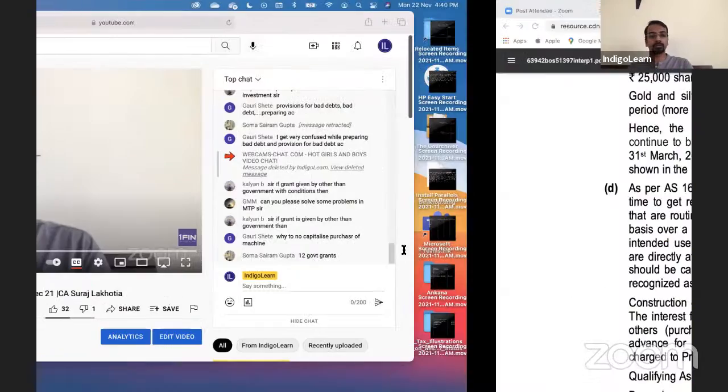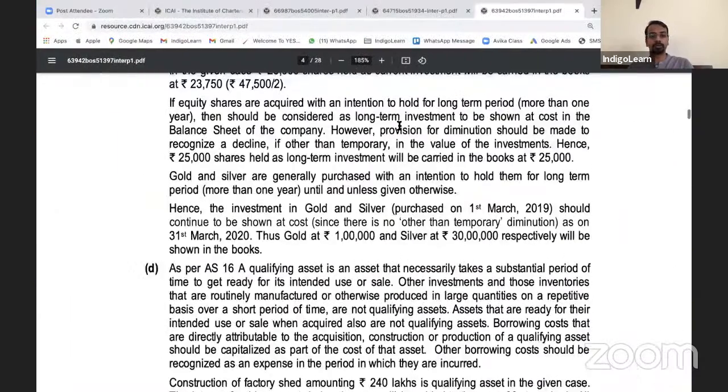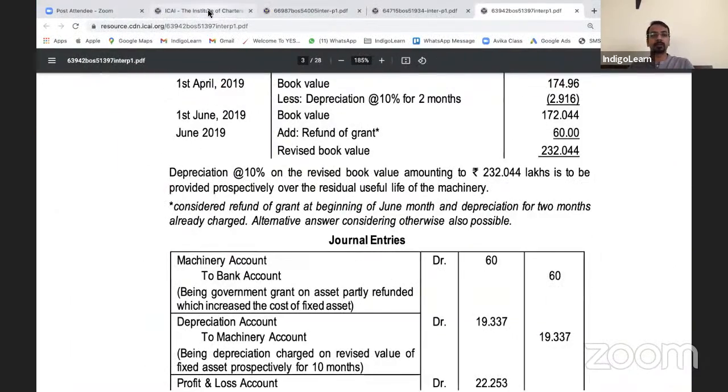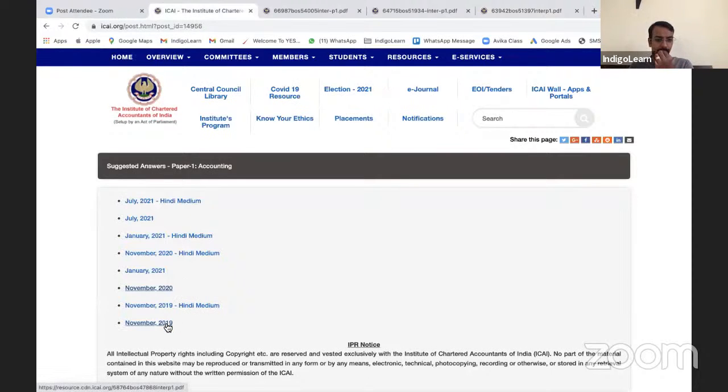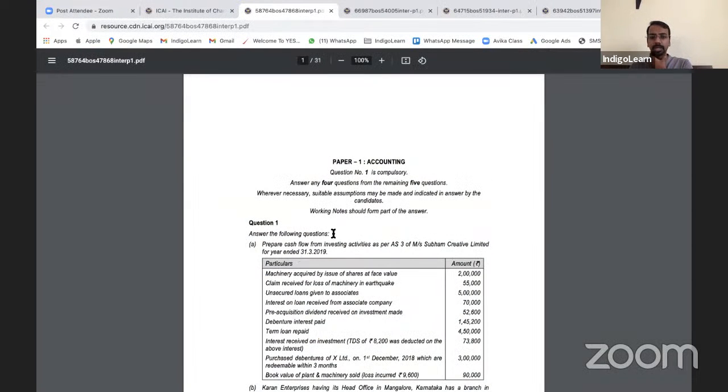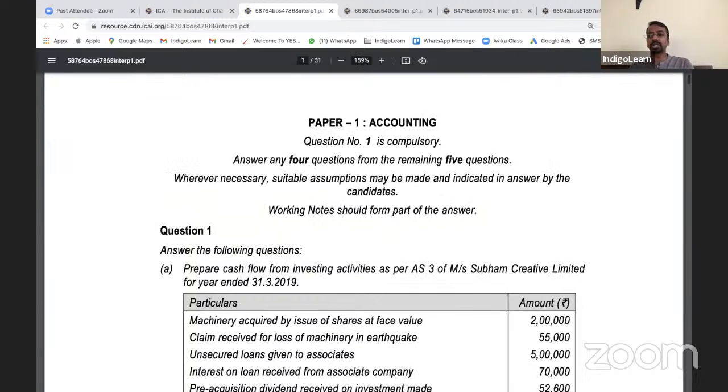MTB problems also would be similar. If you want, I have some 10-15 minutes. I can take up a couple of questions from some more past exam papers. Let me just share the screen. Okay, and just randomly I'll pick up some paper, maybe the November 19 paper. We can have a look. Older questions are not there.